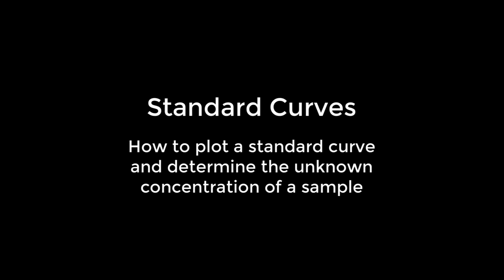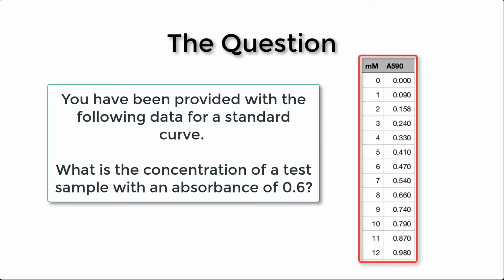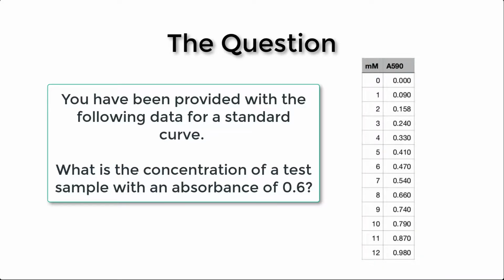In this video we're going to look at how to plot a standard curve and then how to use that standard curve to determine the unknown concentration of a sample. Now in this example we're using data from a spectrophotometer, but you could use data from any piece of equipment that can generate different readings for a known concentration.